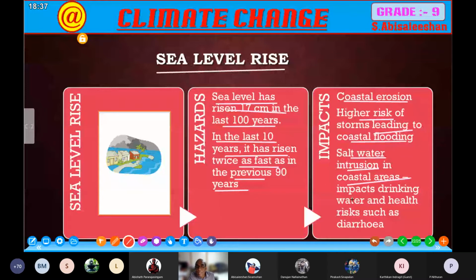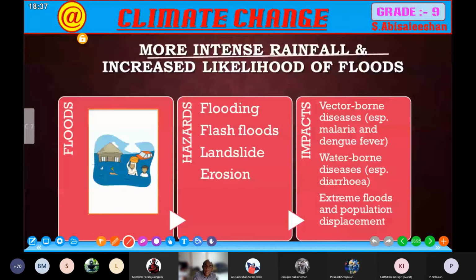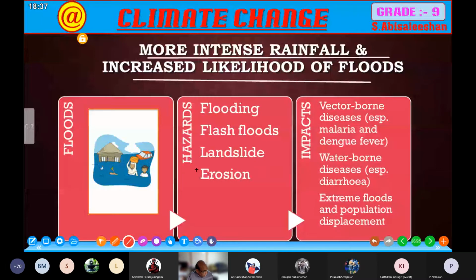More intense rainfall and increased likelihood of floods. Here you can see the picture. Hazards: flooding, flash floods, landslide, erosion. Impacts: waterborne diseases, for example malaria and dengue fever, waterborne diseases, for example diarrhea, extreme flood and population displacement.